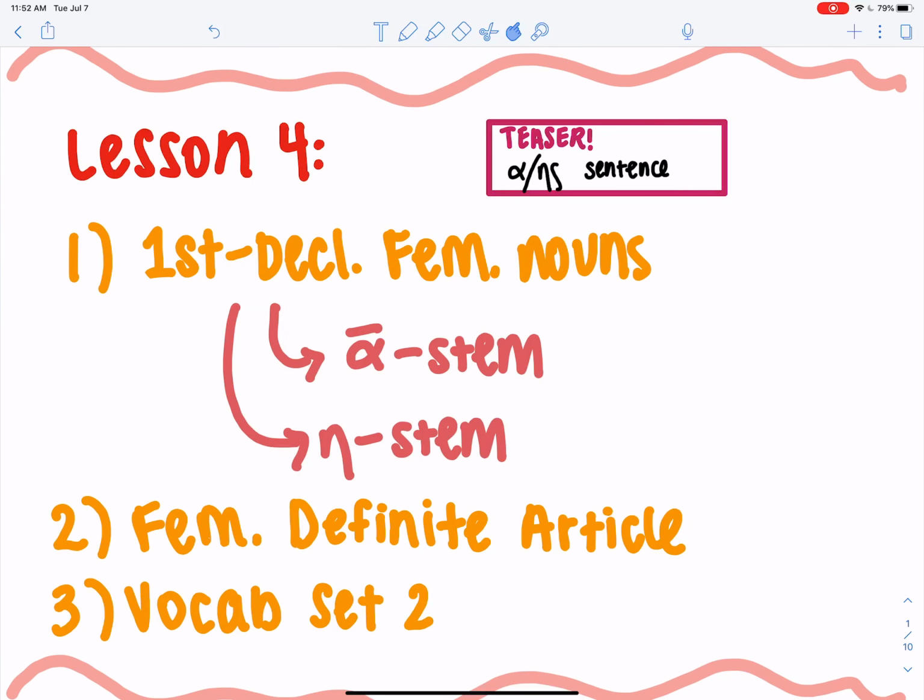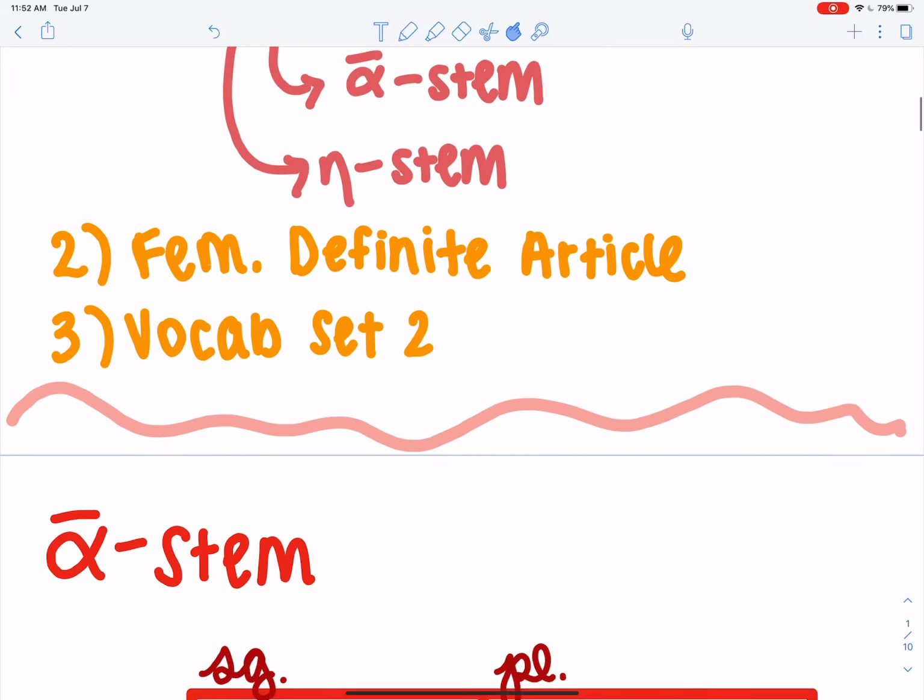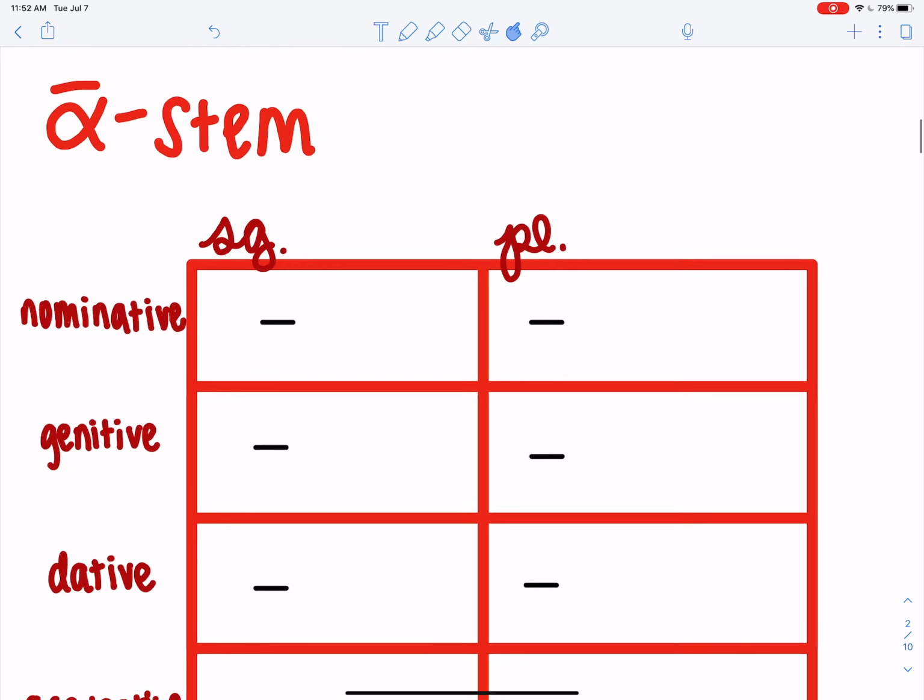This week we'll be starting to work with first declension nouns, the feminine definite article, and our next vocab set. At the end of the lesson, our teaser will be looking at a sentence that has a first declension noun, part of the ace subcategory. I know that sounds kind of ominous right now, but this will all make sense later. Let's jump right in.